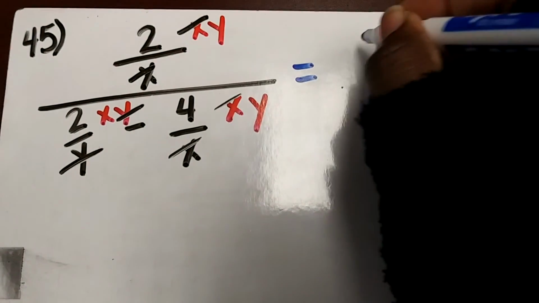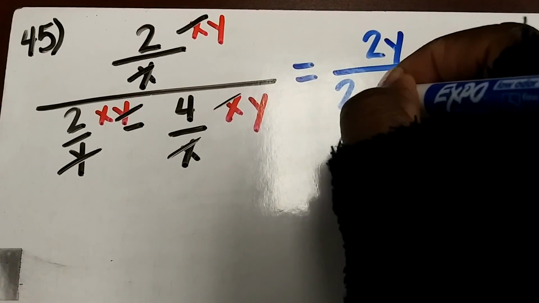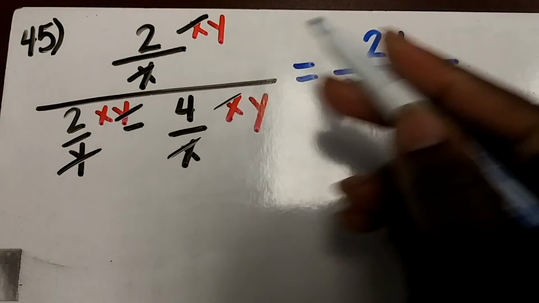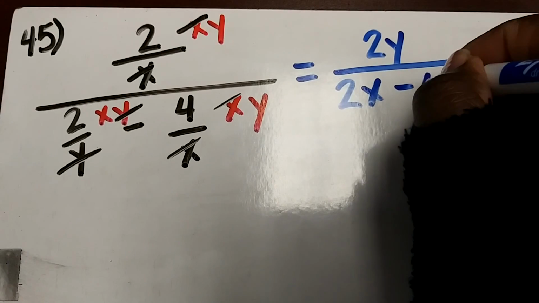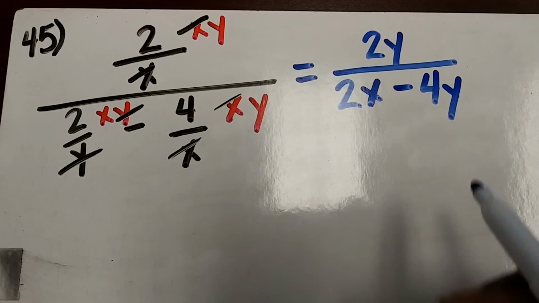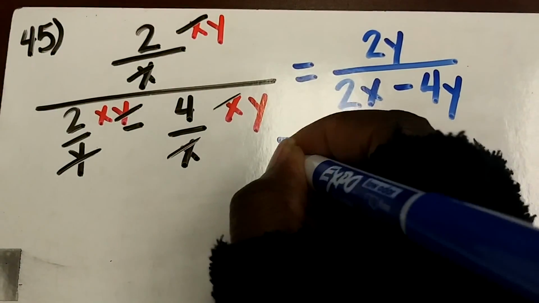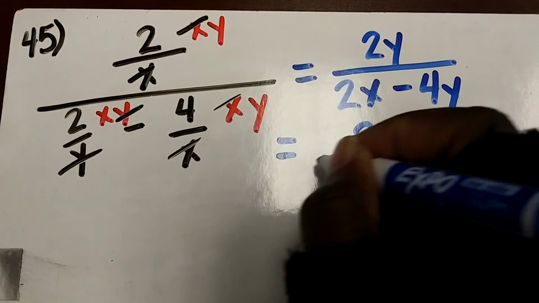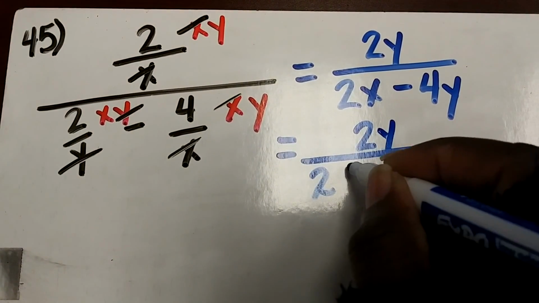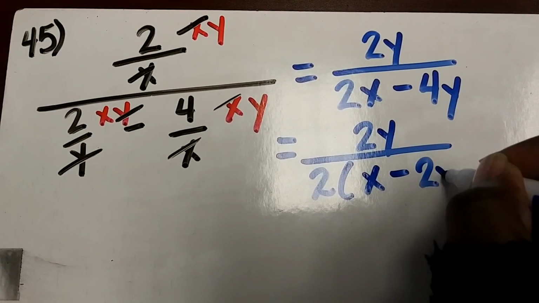What's left over? I see 2y divided by 2x minus 4y. And right here, I do see in my denominator a GCF. So let's go ahead and factor out in my denominator a 2. I'm left with x minus 2y.